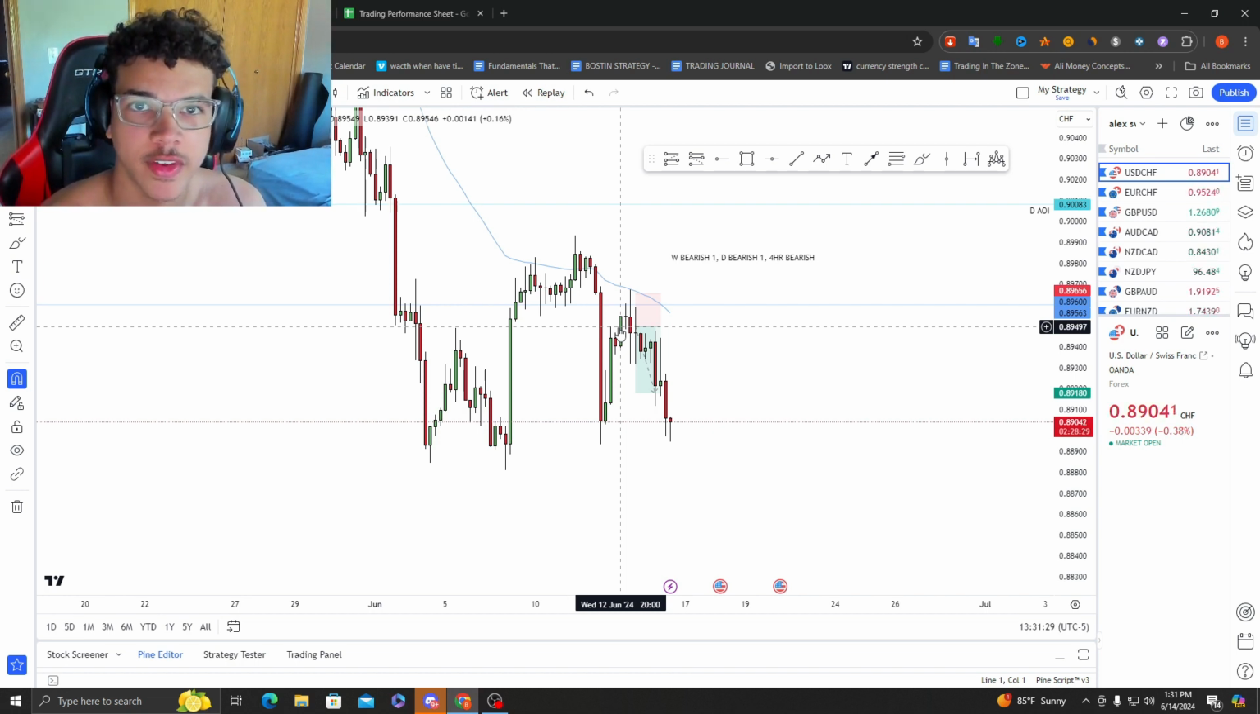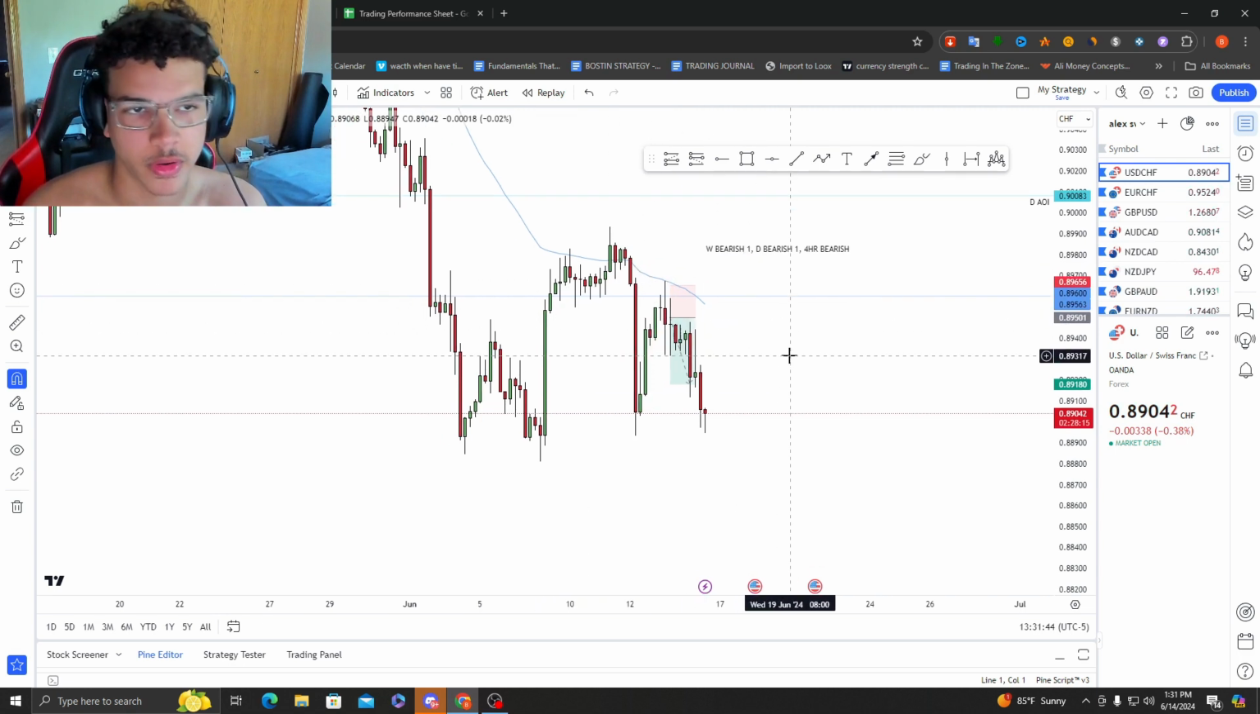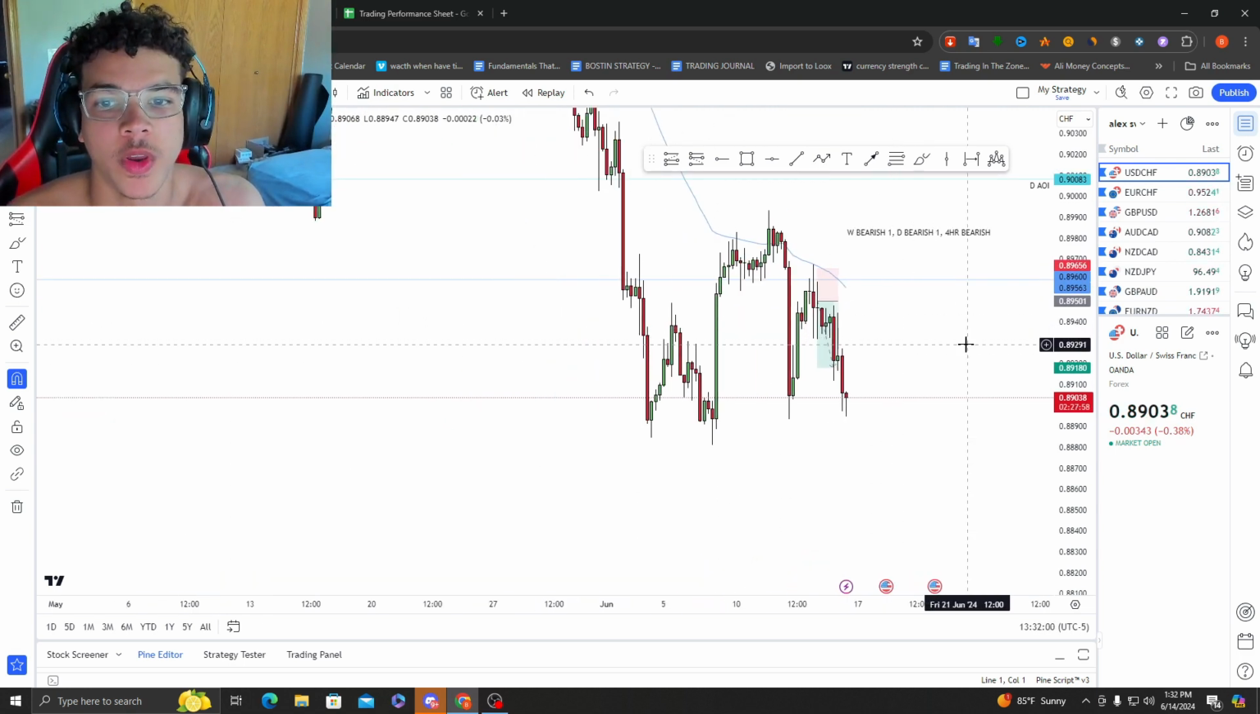The second confluence, 50 EMA right above, acting as resistance. And we also have the break and retest of the resistance level, the structure point that we're taking it off of.